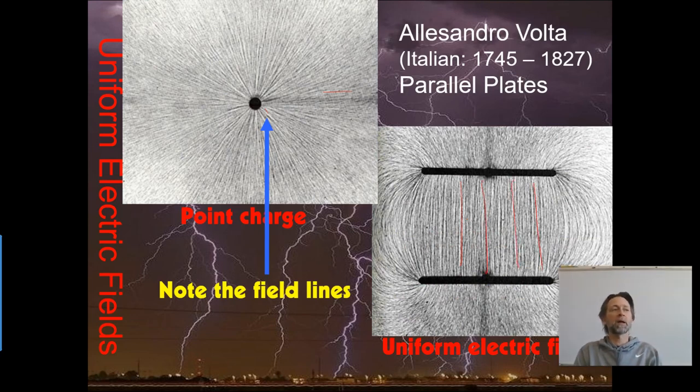And this was developed by Alessandro Volta. He was about the same time as Coulomb, which was shortly after Sir Isaac Newton. And he's the one that took these parallel plates and said, well, these point charges are very interesting, but in order for me to really study electric fields, I need to have an area where the field is constant.